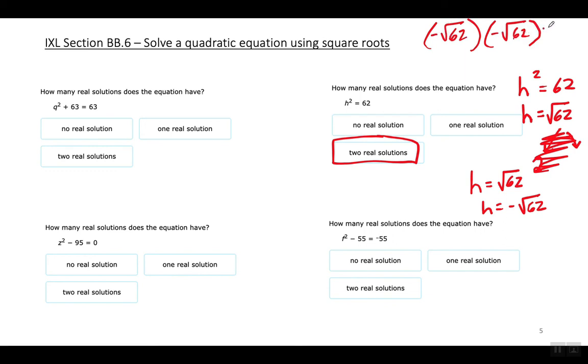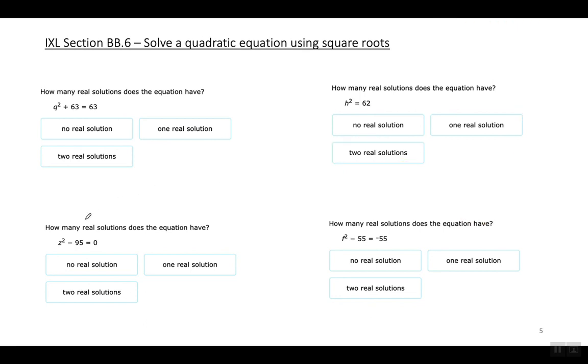All right, if I multiply those two together, I'll get positive 62. So this has two real solutions. These are the two real solutions. All right. Okay, over here, how many real solutions does this equation have?